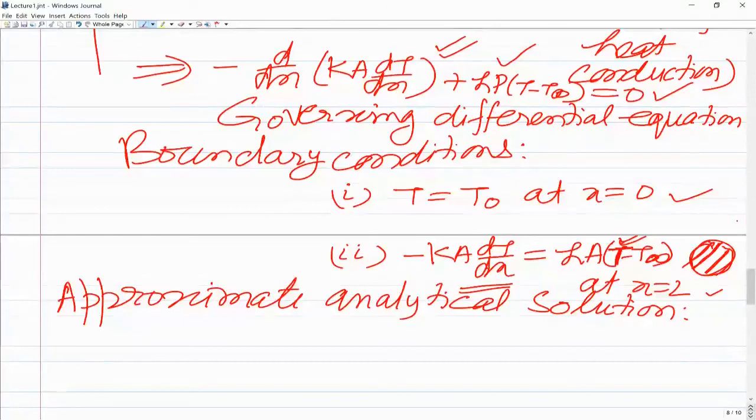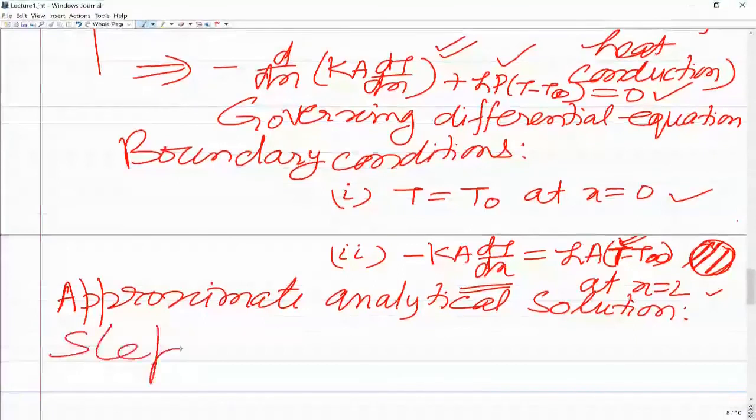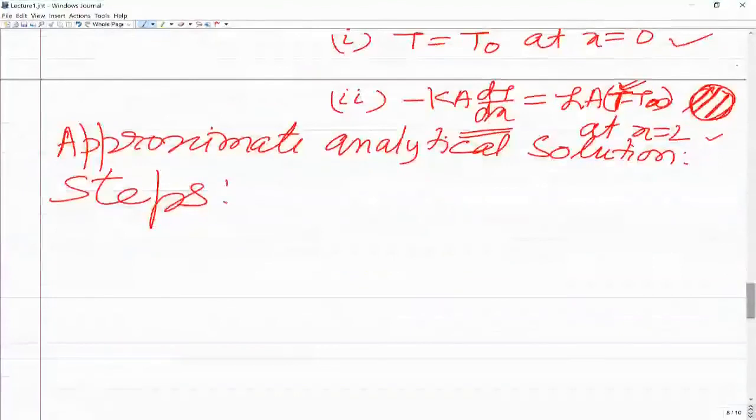So usually, in this approximate analytical solution, one of the fundamental steps is to assume an approximate solution. We assume some form of a solution, either a polynomial of the independent variable, or trigonometric functions or Bessel functions. So approximate solutions in different forms can be assumed. Let me write what the steps involved are. The very important step is basically the assumption of an approximate solution.